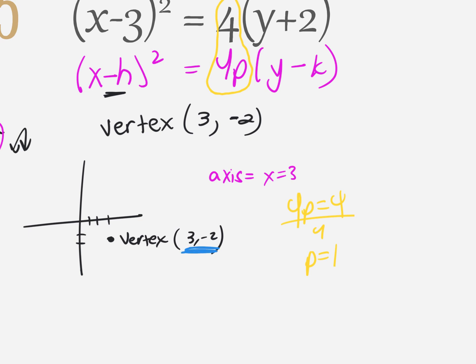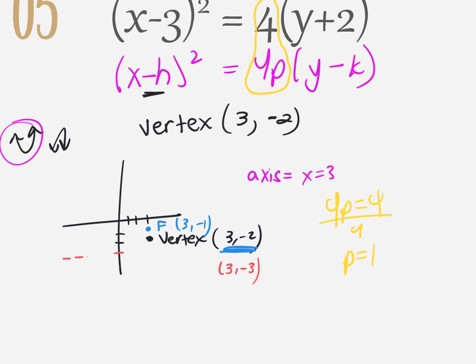No, my vertex is 3, negative 2. So if I went 1 unit up, it would be 3 comma negative 1. I went up 1 unit from 3, negative 2. If you count up 1, you're then at 3 where? Negative 1. So where would my directrix lie? My directrix is going to be at 3, negative 3, correct? It's going to go down 1, and it's going to be a line. So how would we write that equation? Y equals negative 3.